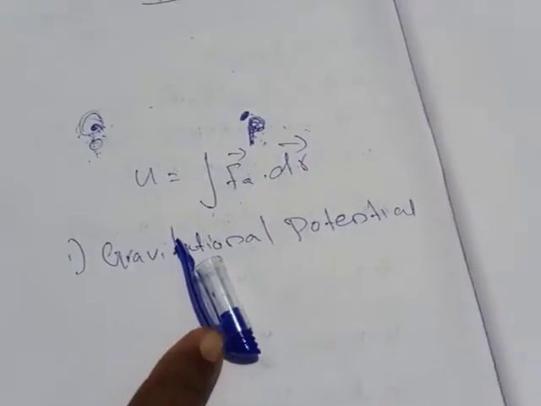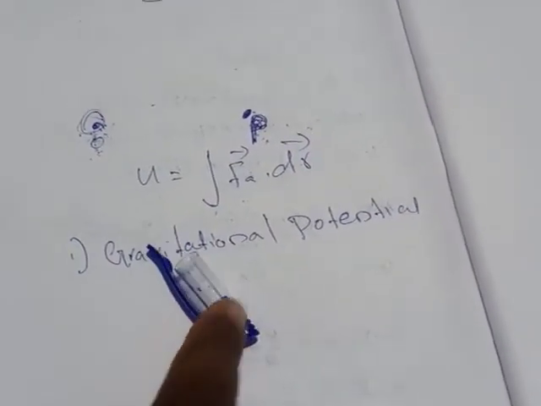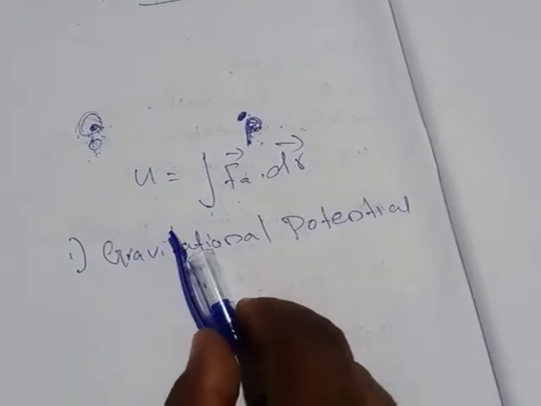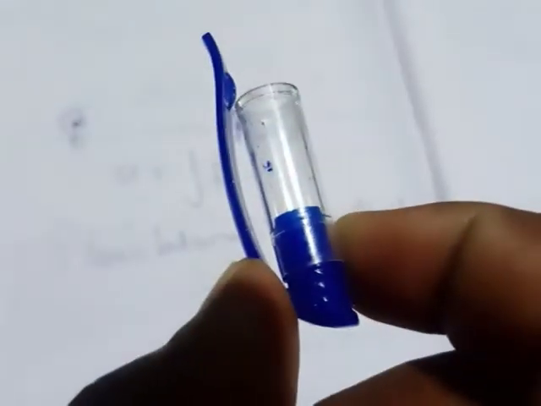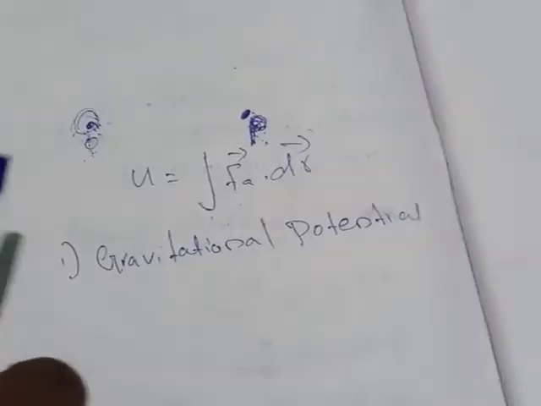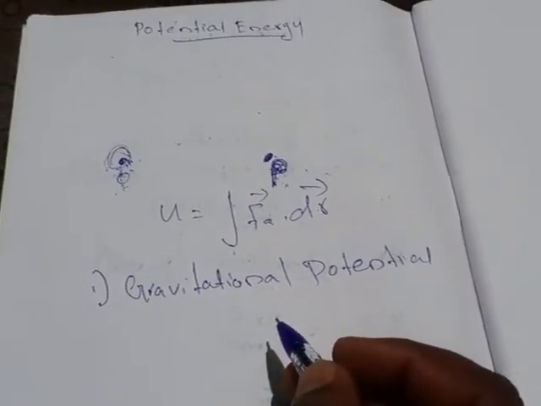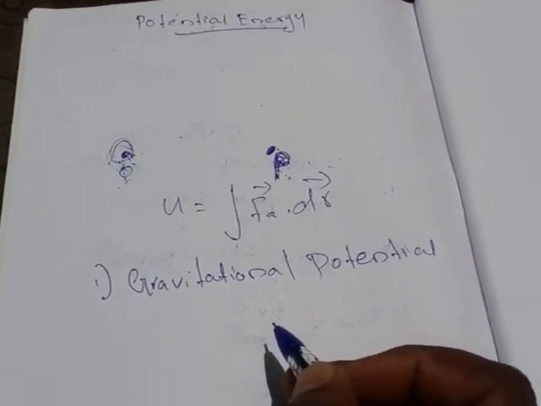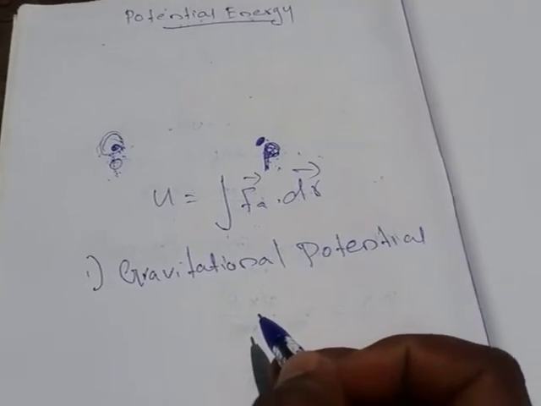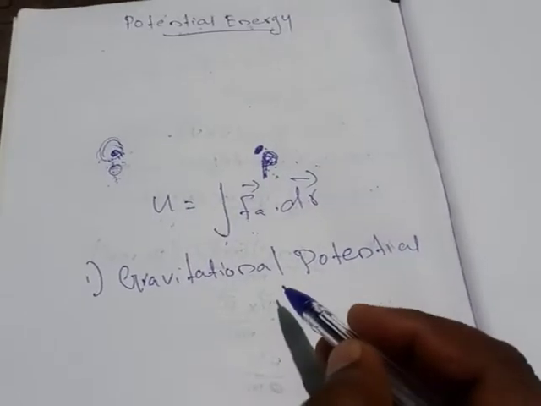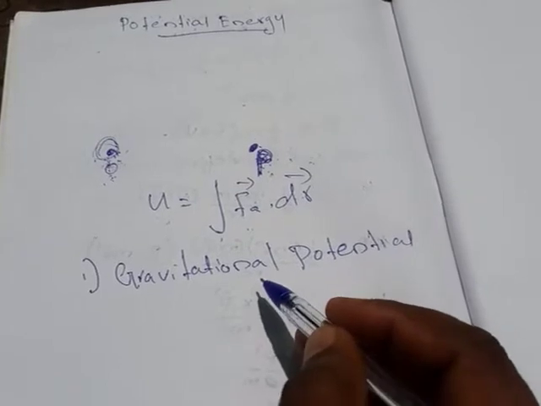Here the pen cap is there. Now I am lifting this upward, so we can say that this pen cap possesses gravitational potential energy. The best example from nature is that dams are built in a high position, so the water stored in the dams possesses gravitational potential energy.